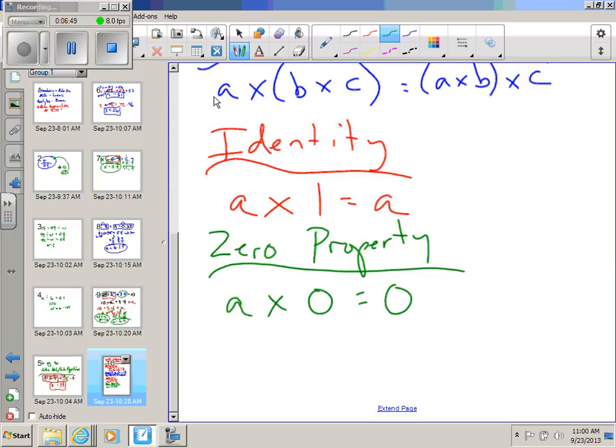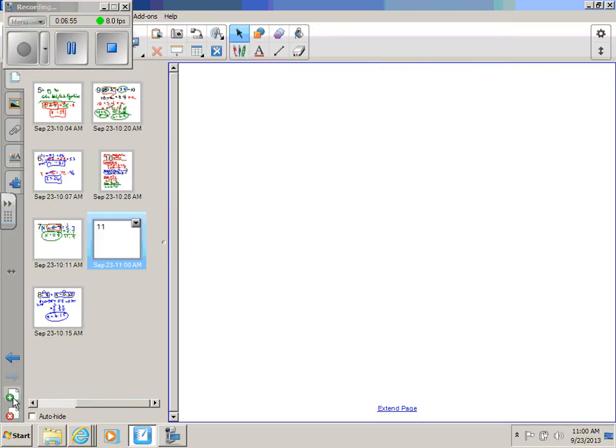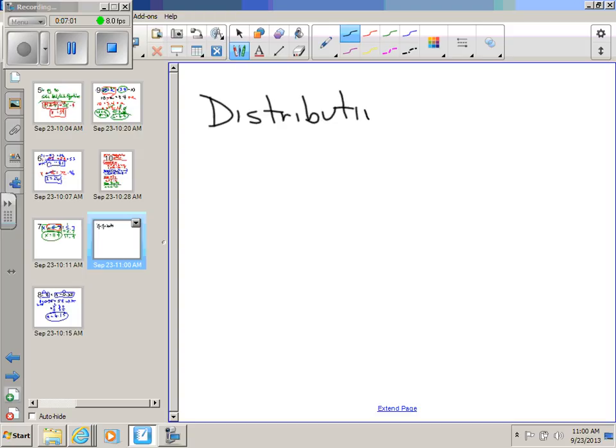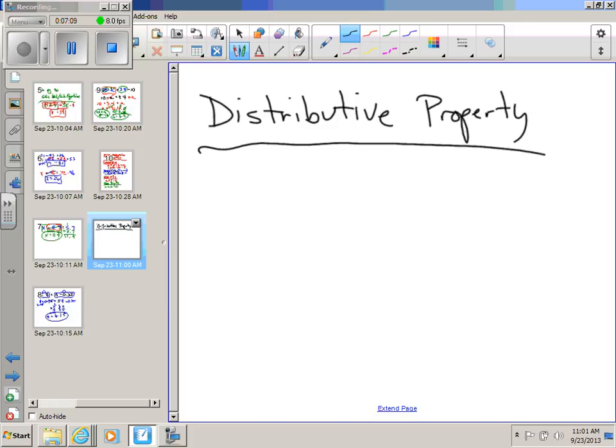No? Okay. Well, good, because the next one is usually a lesson in and of itself. Distributive property. It's the big one.